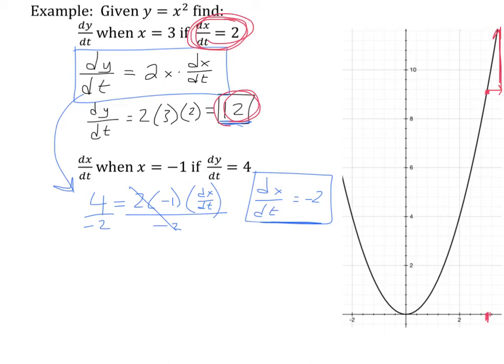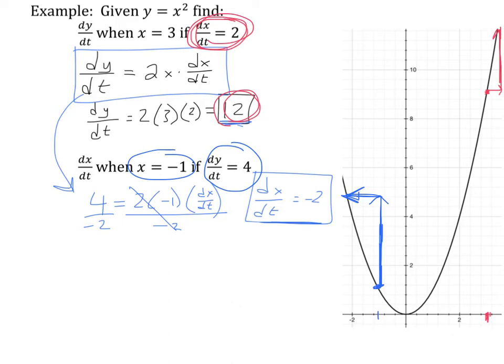Let's look at the second one. In this one, we're looking at x equals negative 1. So here's x equals negative 1. We're looking at this value here. We're told dy/dt is 4, if y goes up by about 4, and we can even count that out. If it goes up by about 4, how much does x have to change by?